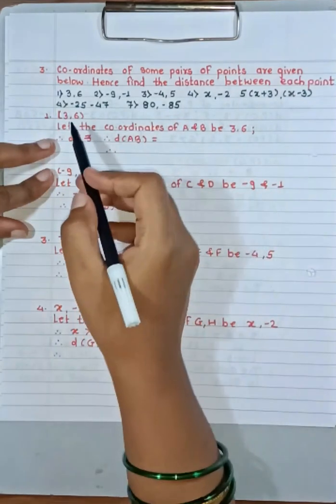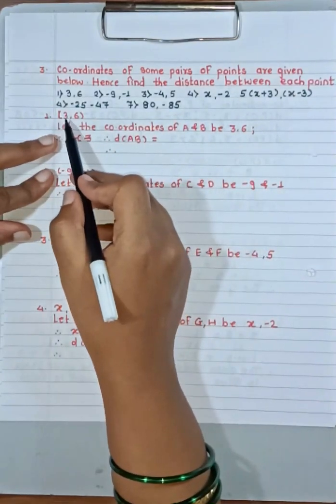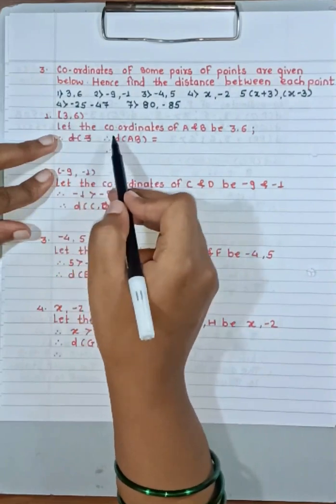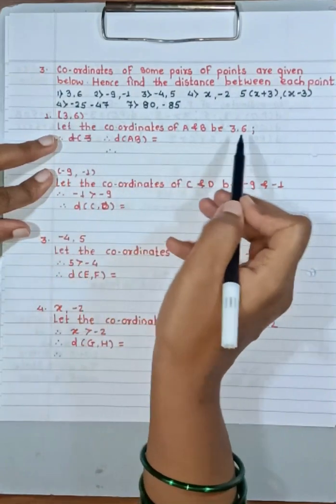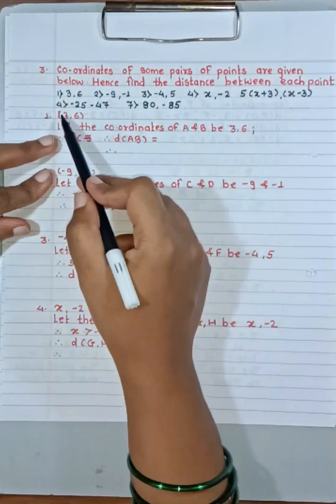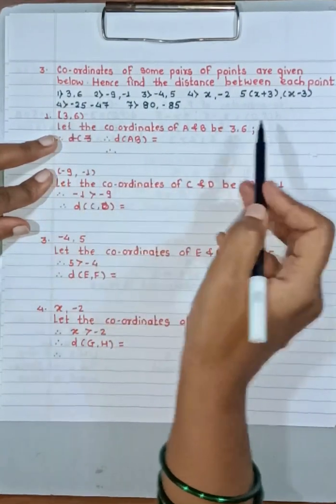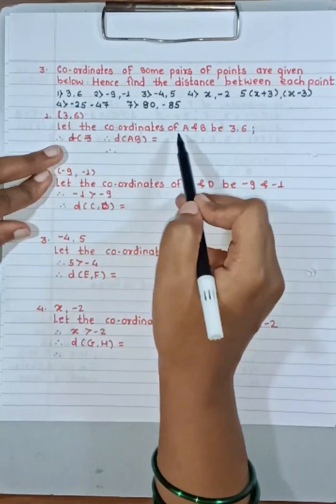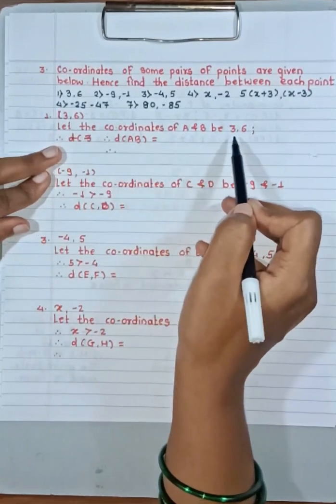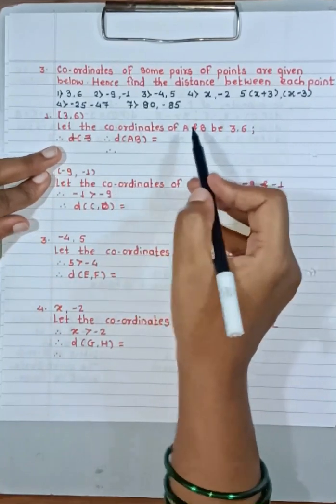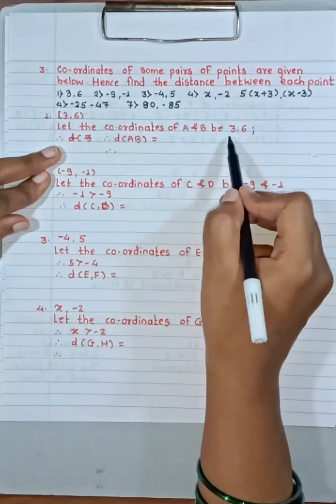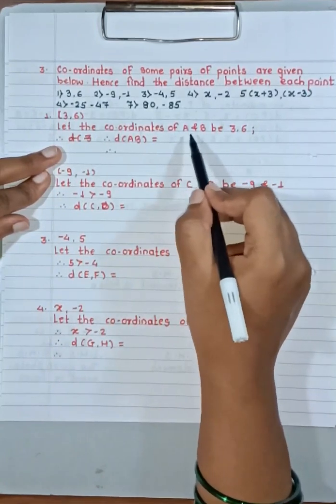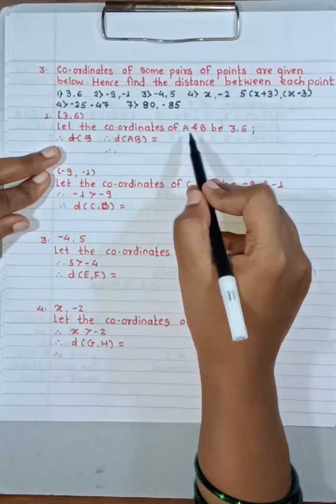Now let us see first one. Okay, distance is given 3 and 6. Let the coordinates of A and B be 3, 6. Okay, now we'll name the coordinates of these points as A and B. What we have done, we have given the coordinates to these points and we have assumed their names as A and B.